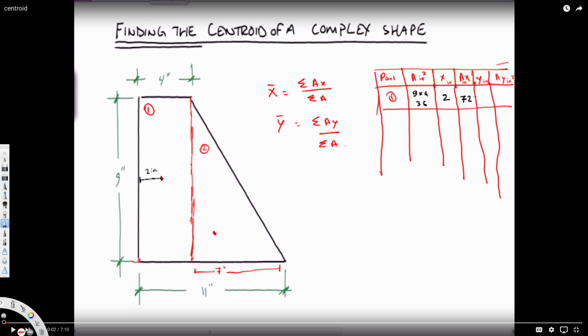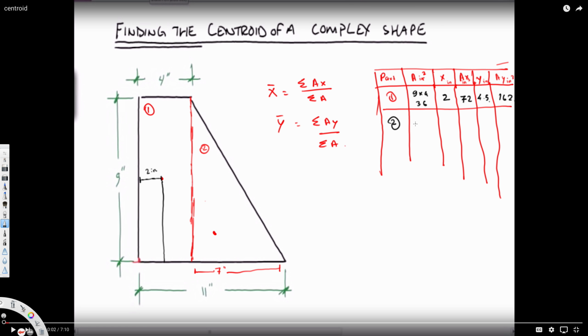Then I have to calculate the y. It's going to be from the bottom to here. It's going to be 4.5. This is my y. And then multiply this one by A. So 36 times 4.5 is 162. So we are done with part 1. Let's do part 2.